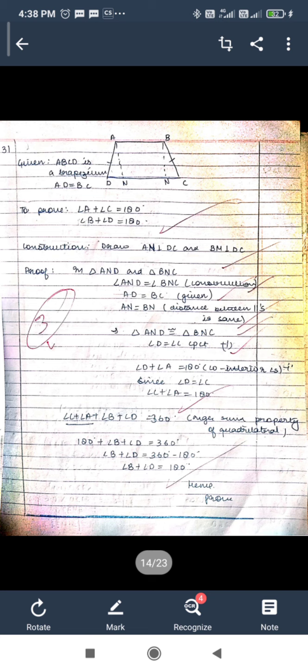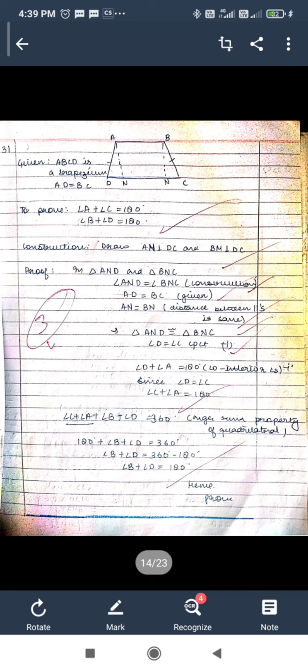AN and BN will be equal because the perpendiculars are between the same parallels, and AD and BC will be equal to each other, each 90 by construction, and AD is equal to BC given. So by this we will prove the congruency, that is, these two triangles will be congruent. So angle D will be equal to angle C. Now angle A plus angle D is equal to 180. So angle A and angle C plus angle D is equal to 180.